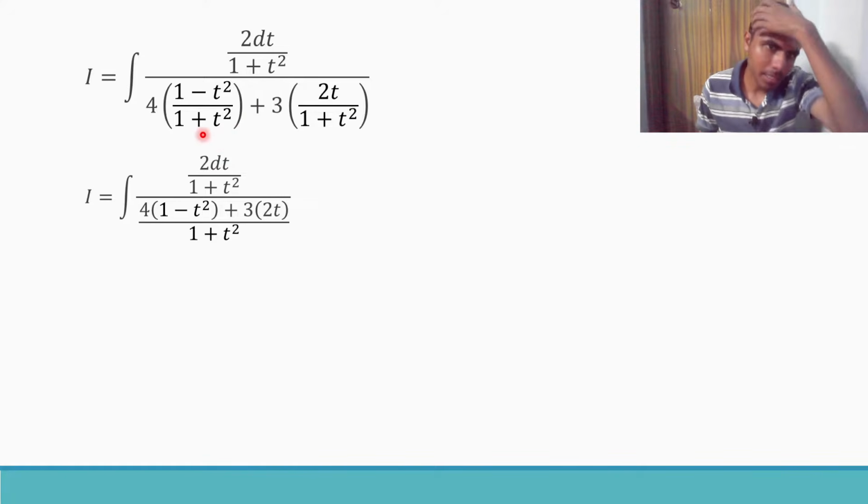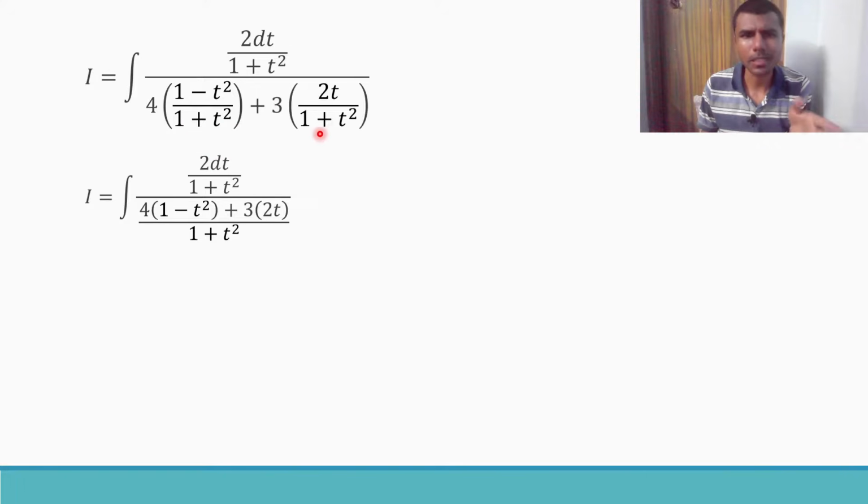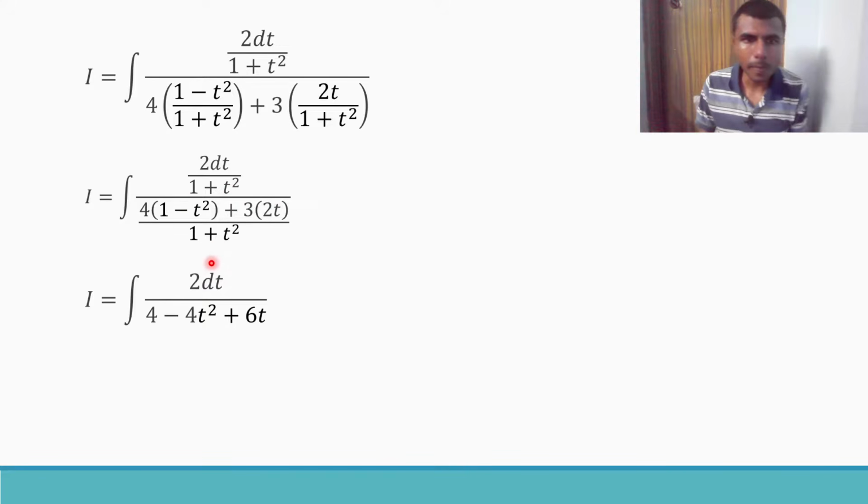In the denominator they have a common denominator, 1 plus t square, 1 plus t square. So 4 into 1 minus t square plus 3 into 2t, whole divided by 1 plus t square. Now 1 plus t square, 1 plus t square you can cancel because both are denominators. Now so 2 dt by 4 minus 4t square plus 6t. Okay. 4 minus 4t square plus 6t.